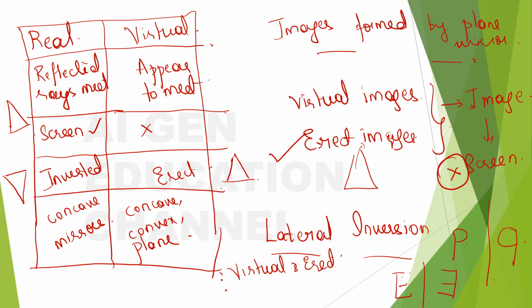And the other thing is, you can find the image to be laterally inverted. It means that left appears to be right and right appears to be left. And how about the size of the image? The size of the image will be the size of the object that you have placed. So the size will also be similar in the case of this plane mirror.